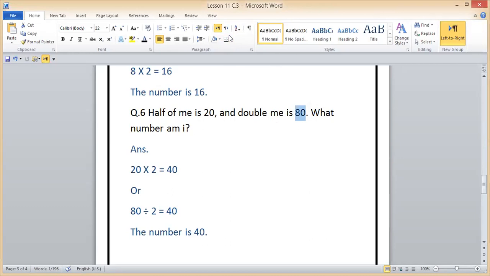Okay. Let's come to the book. We have in the book question number 7. Question number 7: double of me is 28. Half of me is 7. What number am I? Yes, guys, answer me in the chat, please. Double of me is 28. When you double me, when you multiply me with 2, you will get the answer 28. Half of me is 7. When you divide me by 2, you will get 7. What number am I?